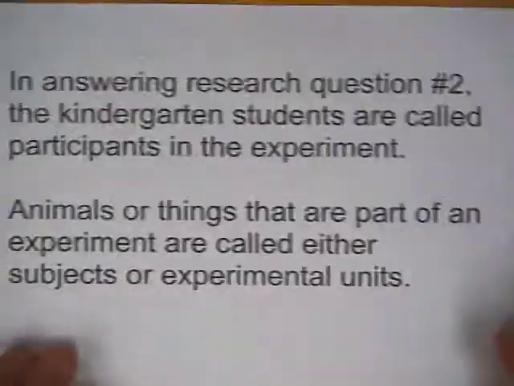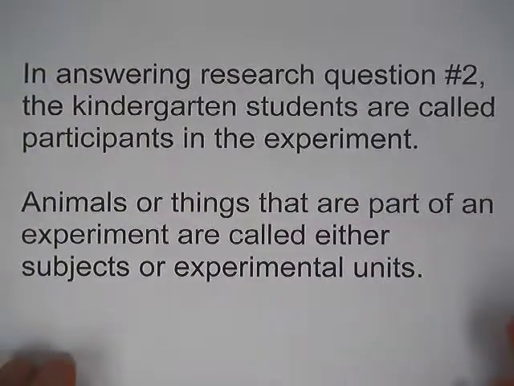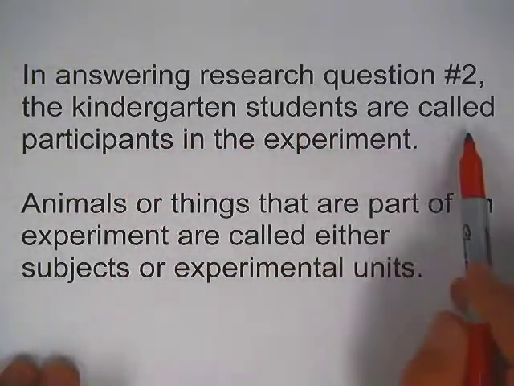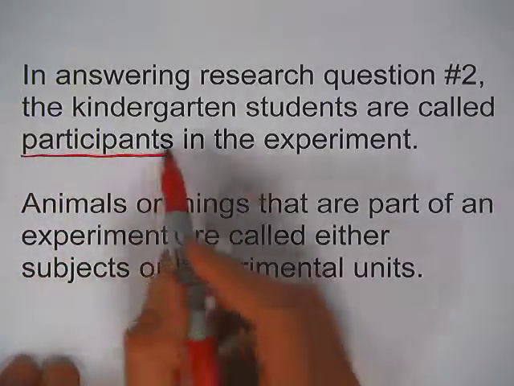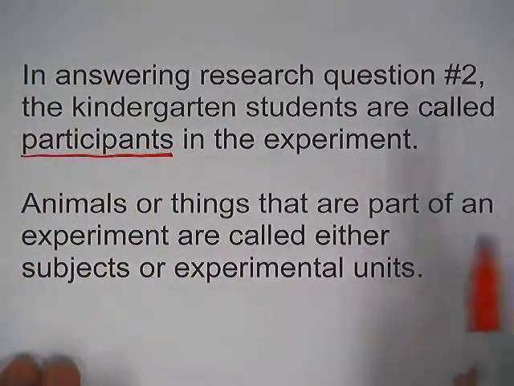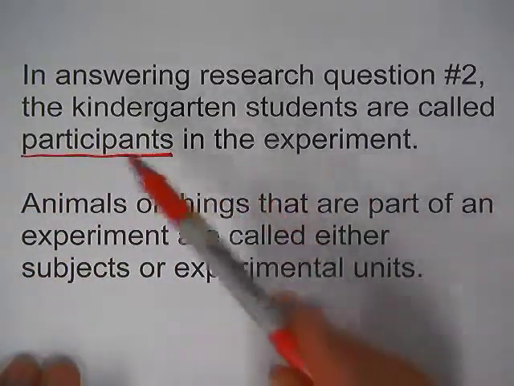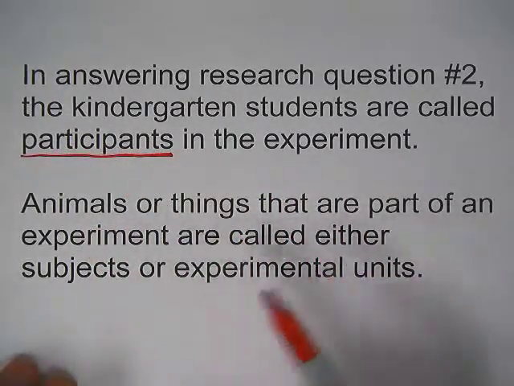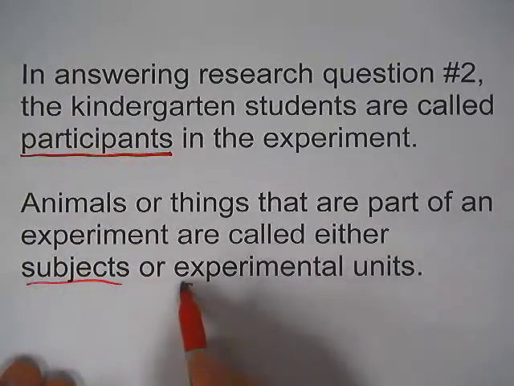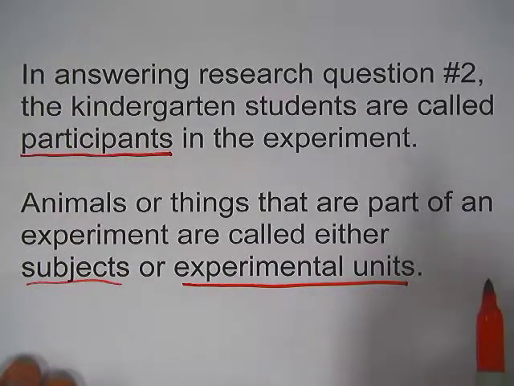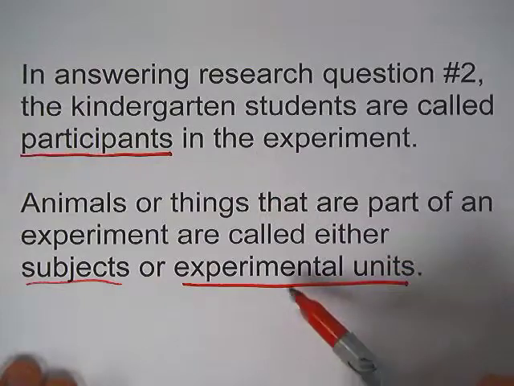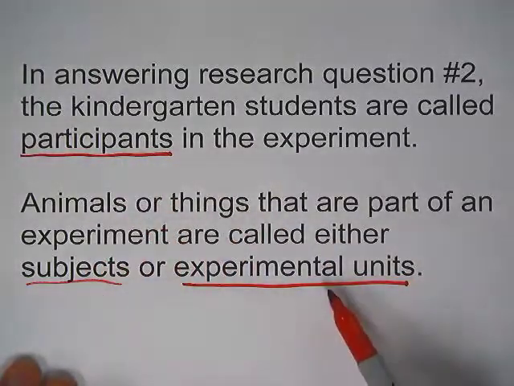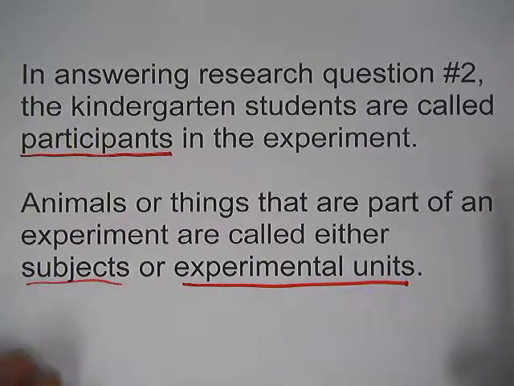Okay, now a couple quick things about an experiment. If we're going back to that research question number two, the kindergarten students are called participants in the experiment. So generally, if they're humans, they're going to be called participants, whereas animals or things that are part of an experiment are called either subjects or experimental units. Sometimes people are referred to as experimental units, but generally people are participants, and then anything else is usually a subject.